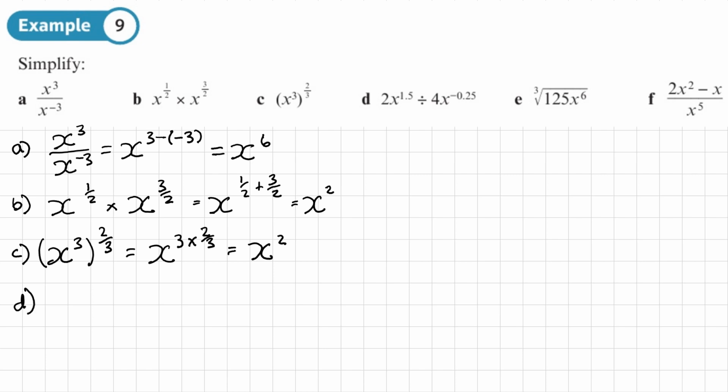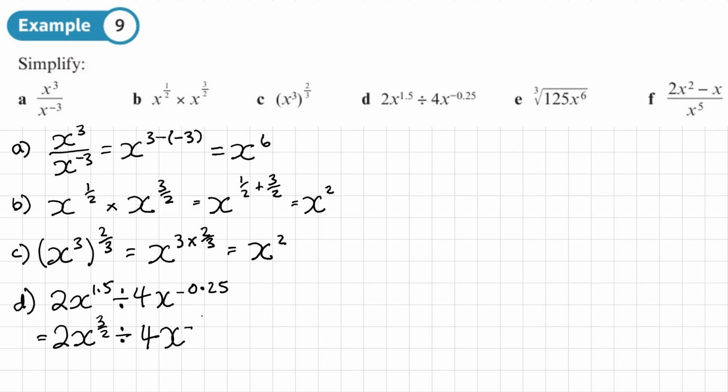Moving on to D, we have 2x to the power 1.5 divided by 4x to the power negative 0.25. Now, I never like working with powers which are decimals unless I really have to. So on a question like this, my first step is going to be to change those powers to fractions. 1.5 is 3 over 2. You don't have to do this, but it's just my preference. And then 4x, and then minus 0.25 is the same as negative 1/4. And then I'd work from there.